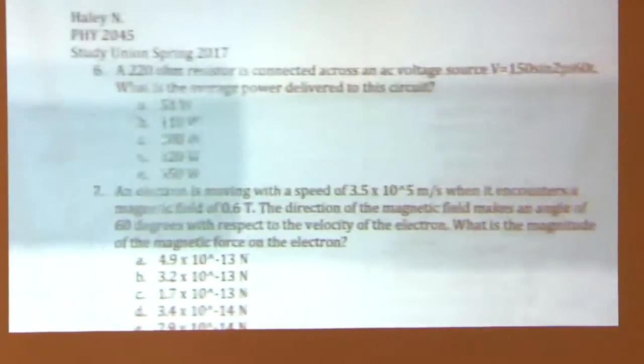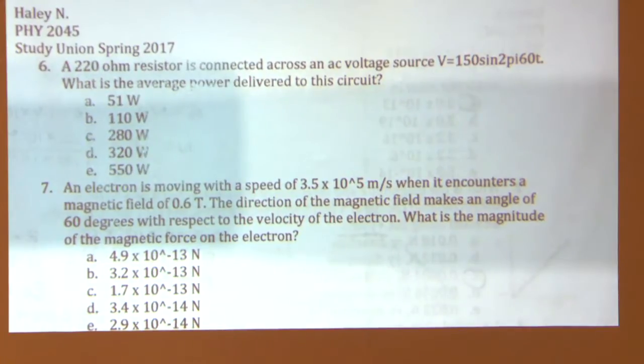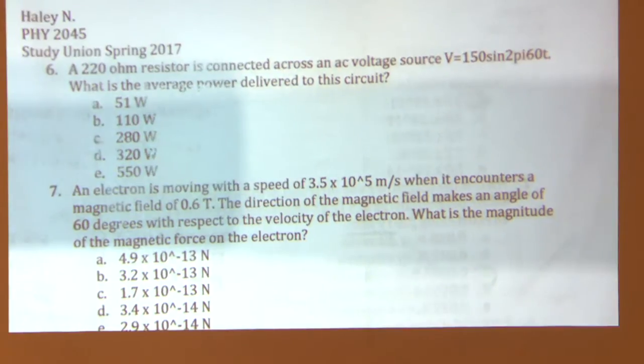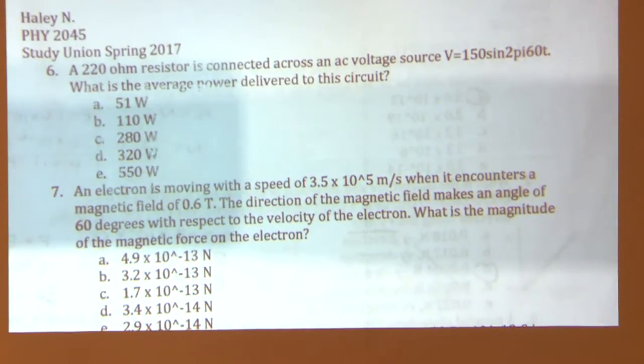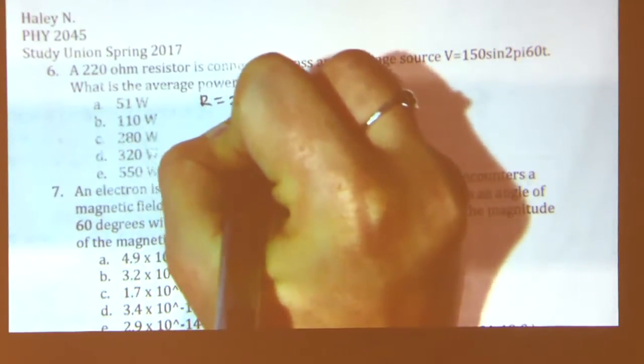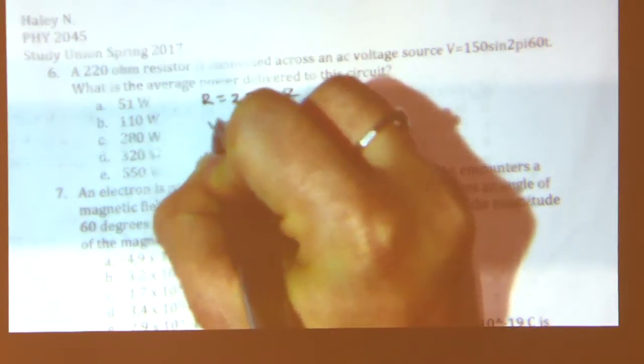So, moving on to number 6, a 220 ohm resistor is connected across an AC voltage source, V equals 150 sine 2 pi 60t, where t is for time. And we want to know the average power of this circuit. So we know we have an R of 220 ohms, and we know V, they told us, is 150 sine 2 pi 60t.